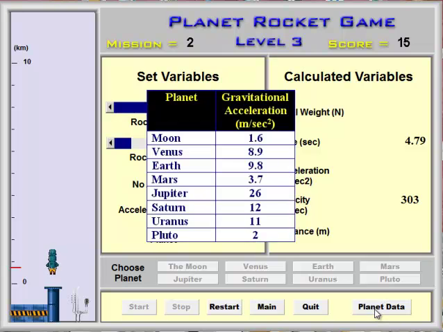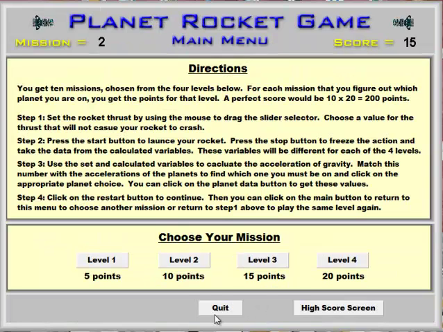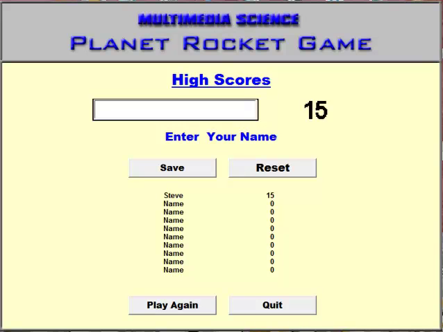Again, planet data, so you can figure out from the acceleration which planet you're on. There's also a doc file that's included that has an example of solutions. As you can see, each of the calculations will be different because you're setting a different thrust for your rocket. There's also a high score screen so that students can keep track of who got the highest scores.